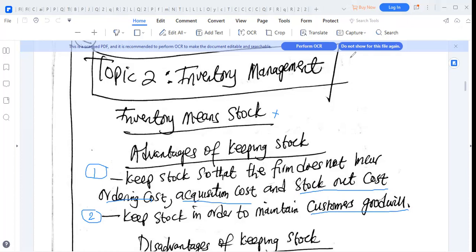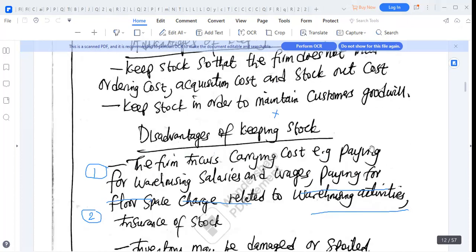Then we can get down to the disadvantages of keeping stock. Here, the disadvantage is that the firm will incur carrying cost. That is the cost of paying for warehousing salaries and wages, and of course paying for the floor space charge related to warehousing activities.